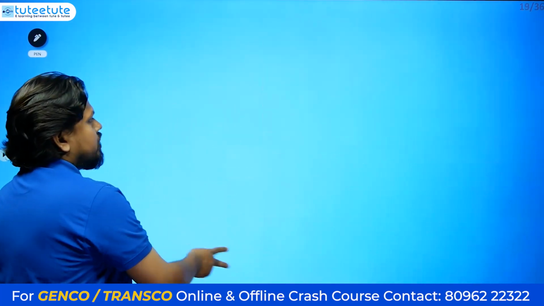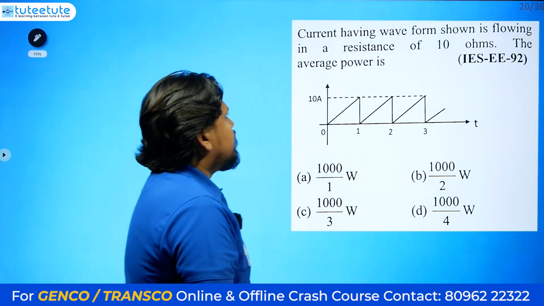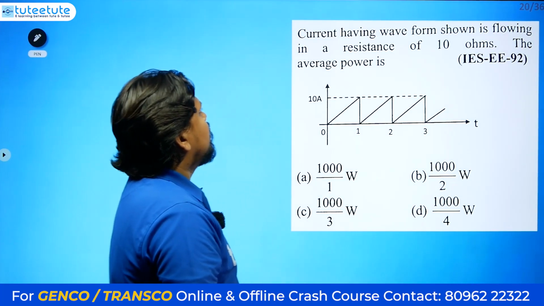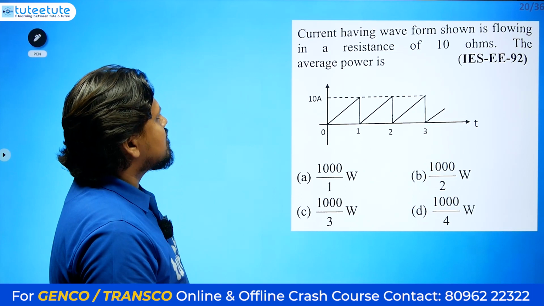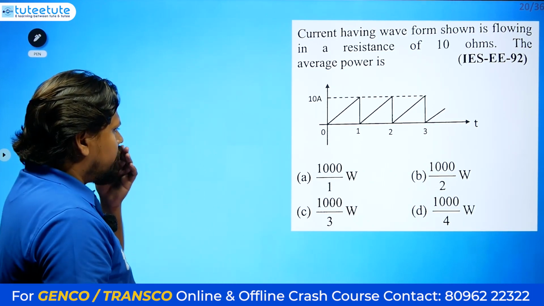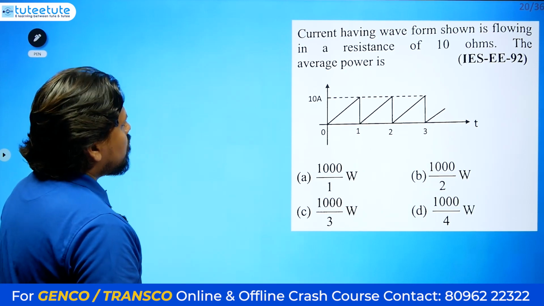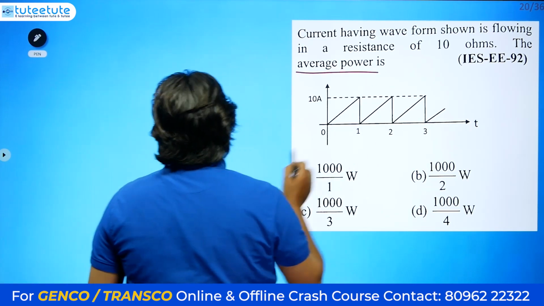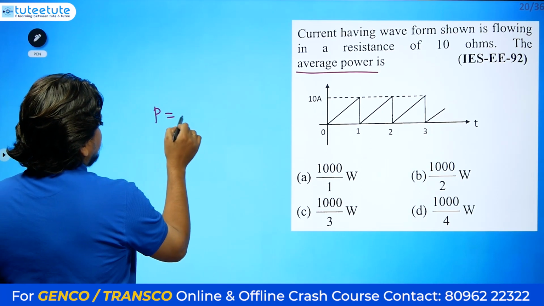The next question: the current having the waveform shown is flowing in a resistance of 10 ohms. The average power is, so they have mentioned a waveform and they are asking about average power. Power is always average only.